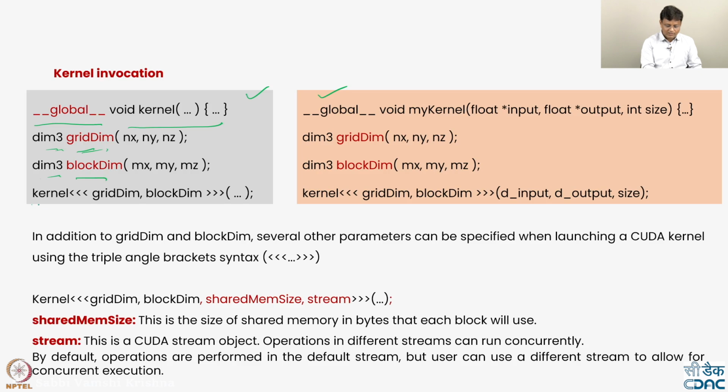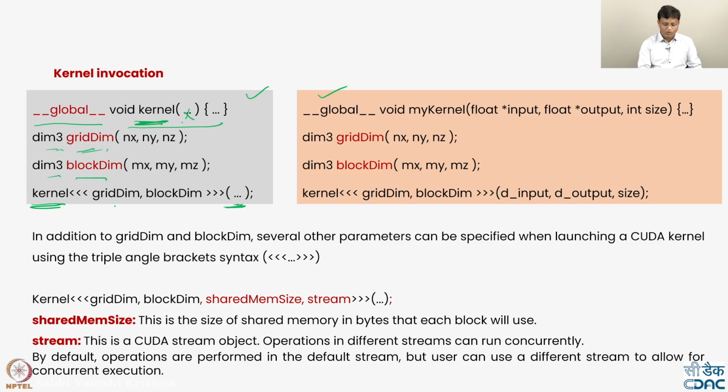This is the name I used to define my kernel, and the same name I use here, followed by triple angle brackets. Within the triple brackets, I pass a few parameters, gridDim and blockDim, and after that we have to pass some inputs. But while defining this kernel I have not defined any input parameters, so I am not passing anything here.